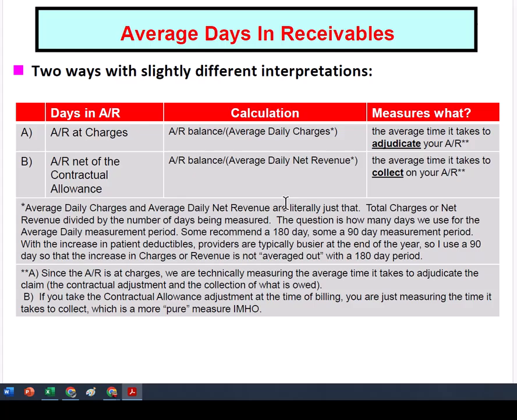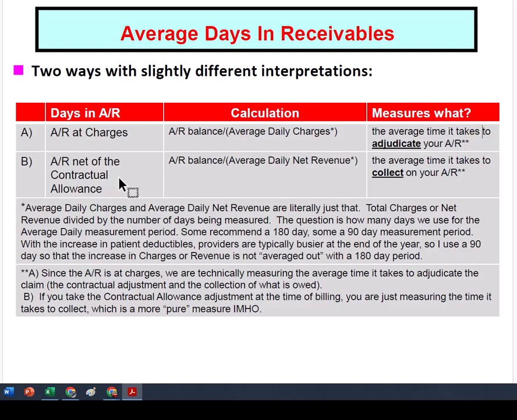If your AR is at charges, old school, you take your accounts receivable balance divided by your average daily charges. So you match up the time period. If you're looking at a 180-day metric, you take 180 days' worth of charges divided by 180 days to get your average daily. You divide that into the AR balance. It tells you the average time it takes to adjudicate your accounts receivable.